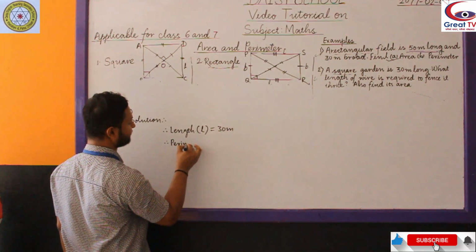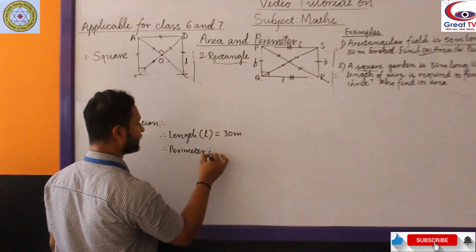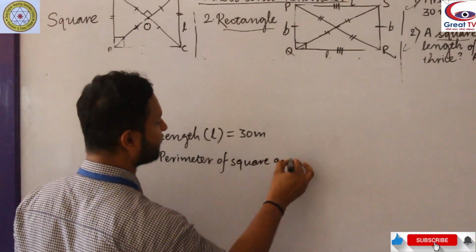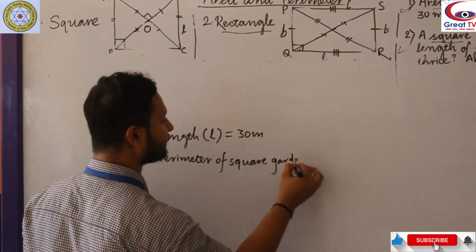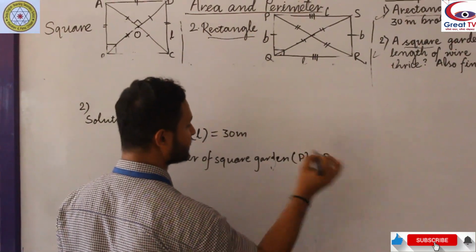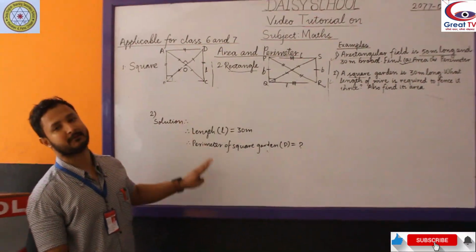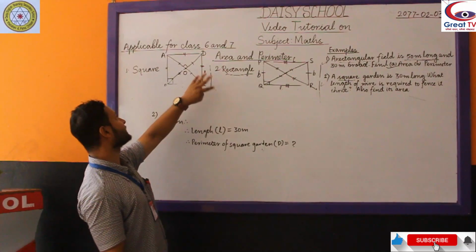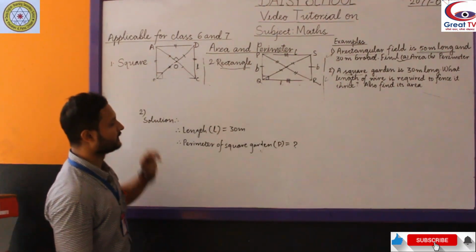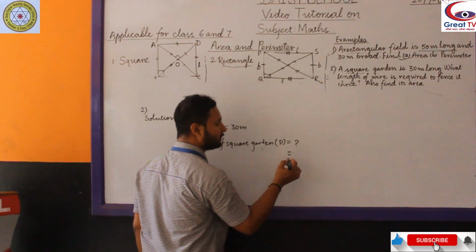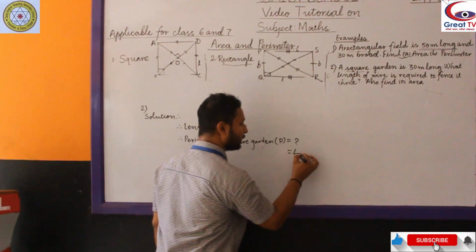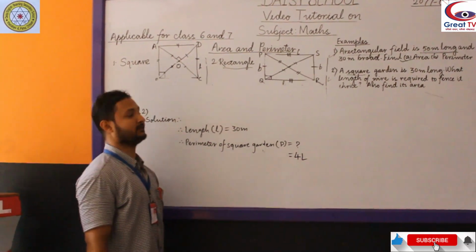So perimeter of square garden, P equals to how much? Perimeter means sum of all sides. If we add all the 4 sides, we get 4L, because this is also L, this is also L, this is also L, this is also L. So the standard formula to calculate the perimeter of square is 4L, or 4 times L.